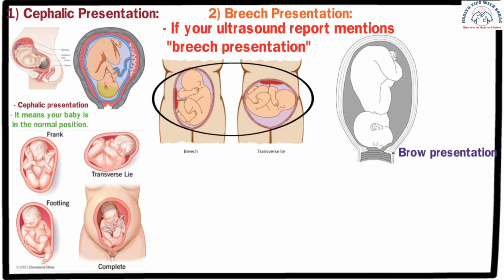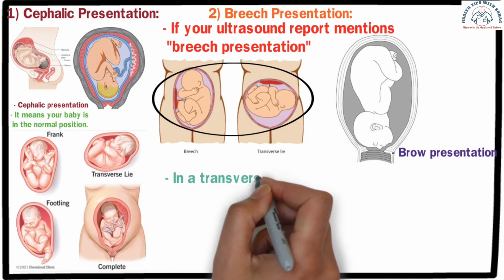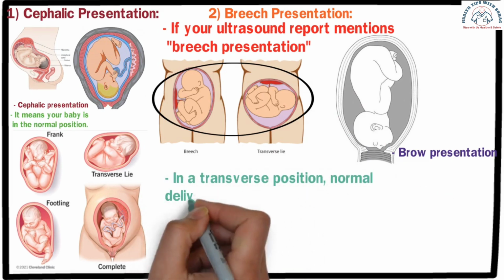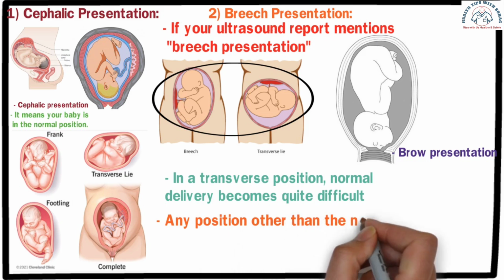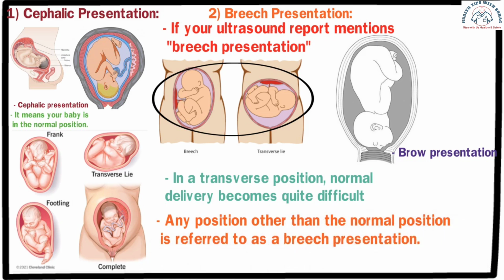Typically the baby is in a longitudinal position, but if the baby is in a transverse position, a normal delivery becomes very difficult. Look at the image. In other words, any position other than the normal position is referred to as a breech presentation.